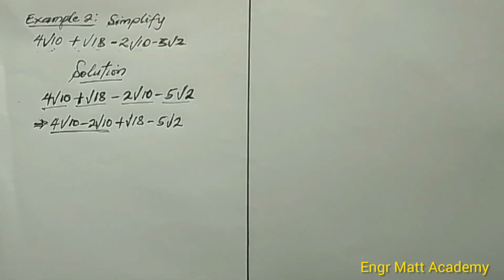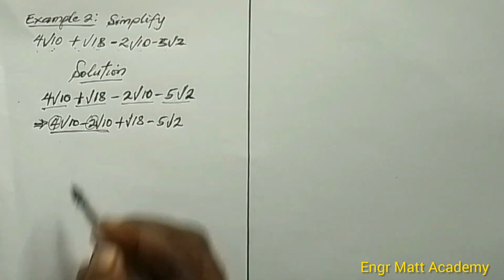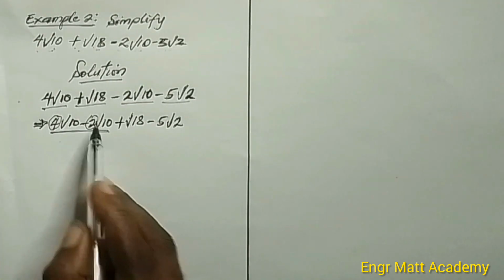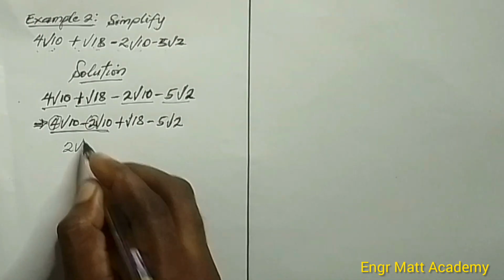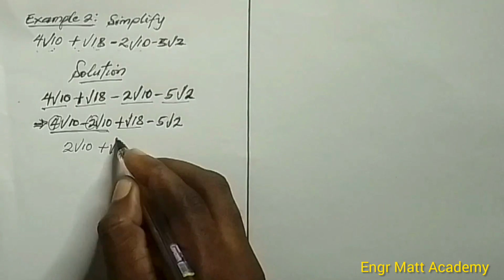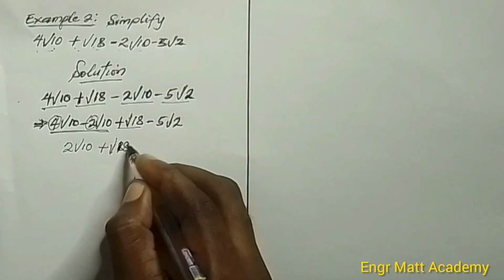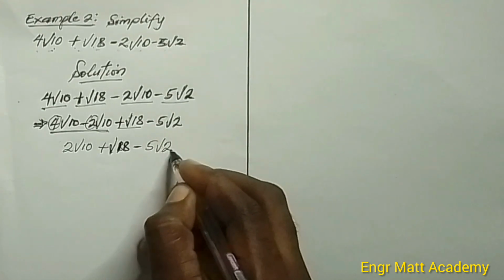Remember, when adding or subtracting, we add or subtract the coefficients. So we say 4 minus 2. 4 minus 2 will give us 2. So we have 2 root 10 plus root 18 minus 5 root 2.